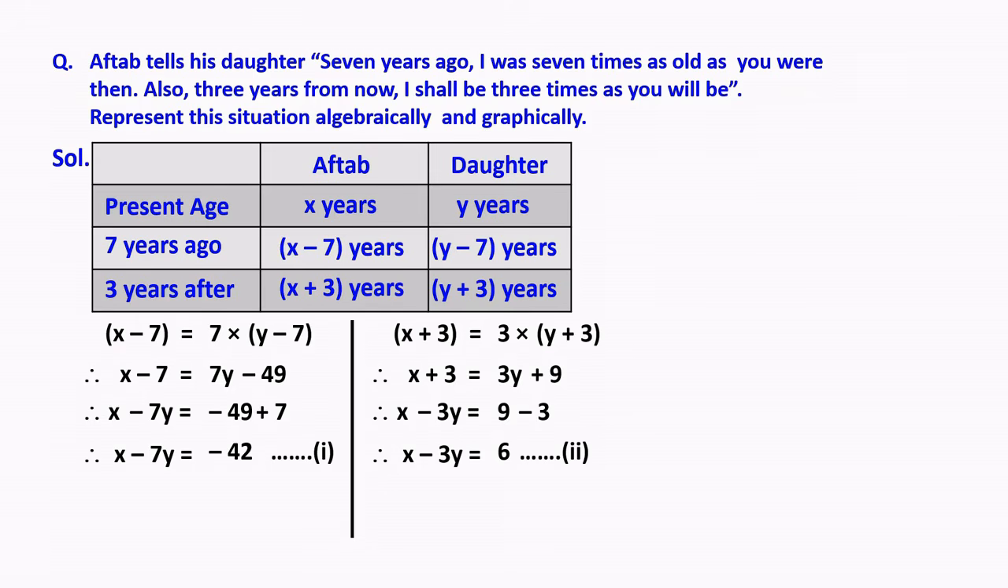So, we have formed two linear equations. x minus 7y equals minus 42, and x minus 3y equals 6. These equations represent the given situation algebraically. Next, we can solve them graphically to find the ages.